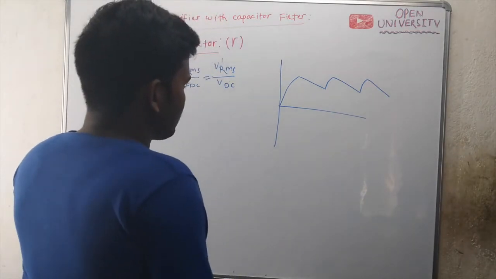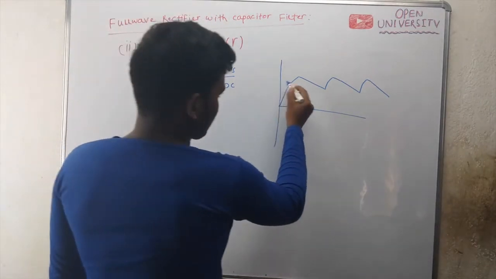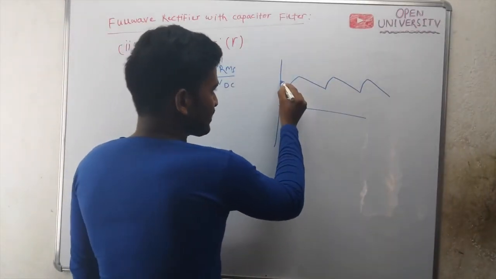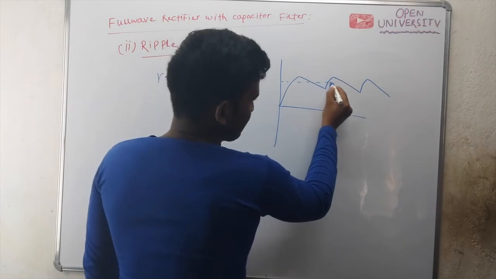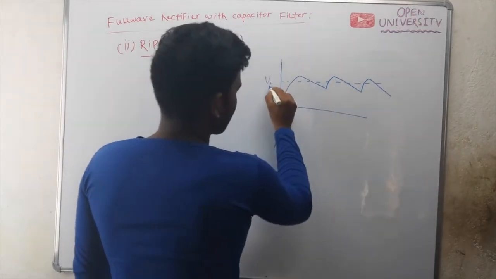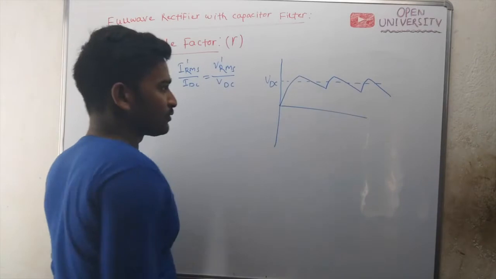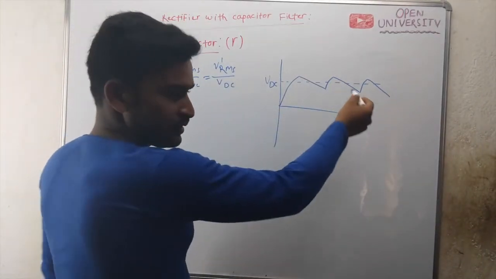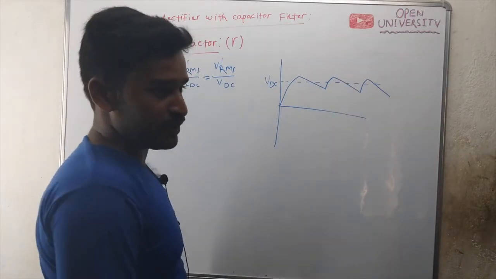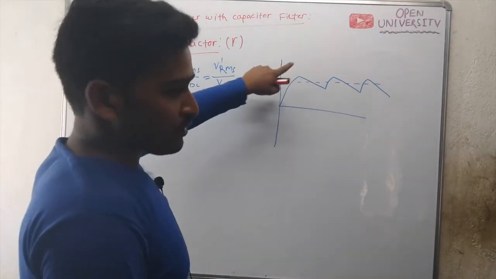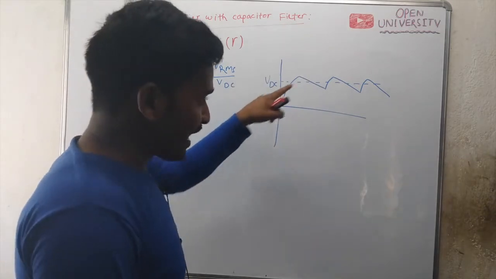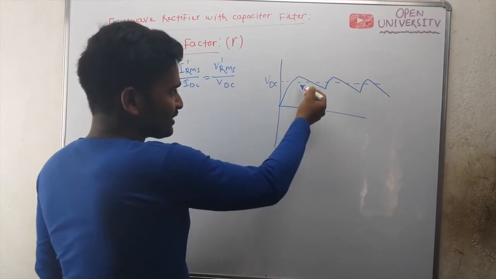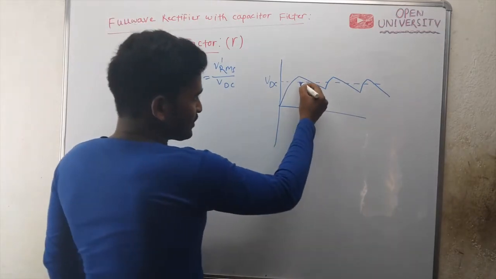Now this is your DC component. DC component means average value of this output waveform. And what is the average value? This is the average value, that is nothing but VDC. This is your DC value. Since the output is a combination of AC component and DC component, my interest is to find the RMS value of the AC component. So I require the AC component. How to get the AC component? If you subtract this DC value.